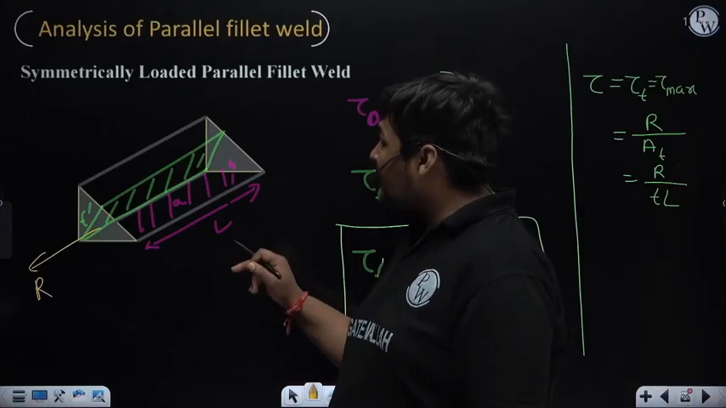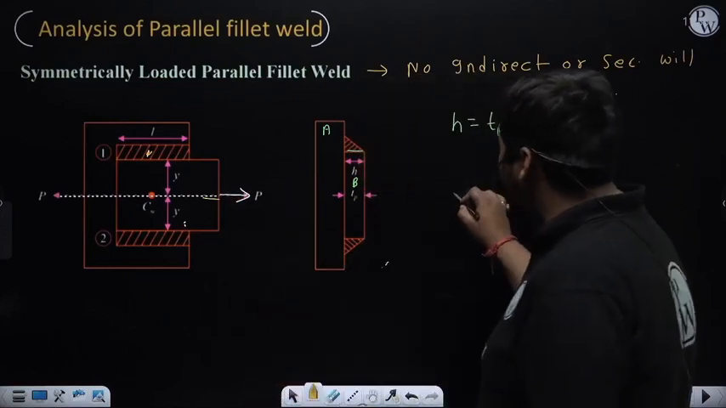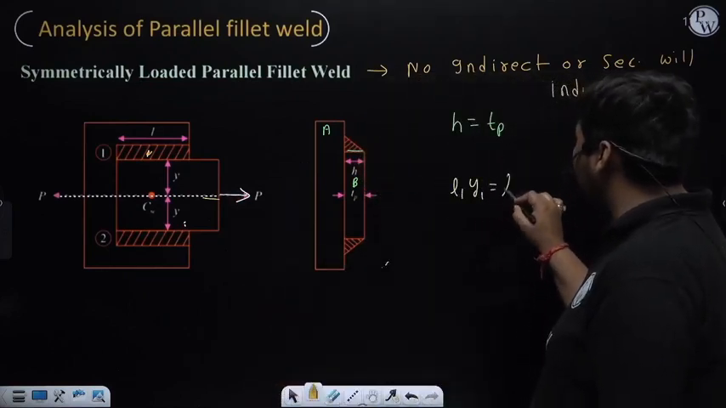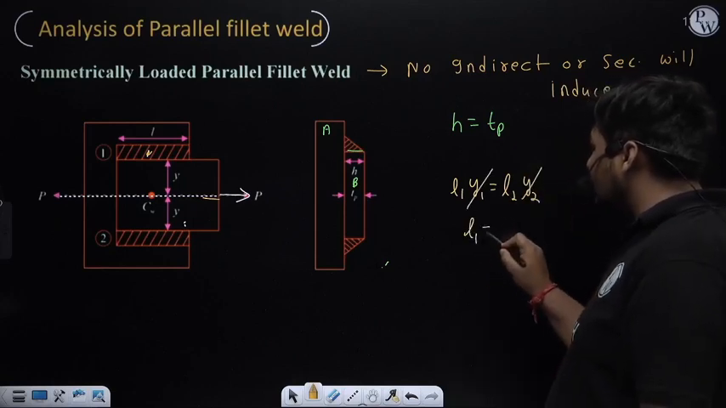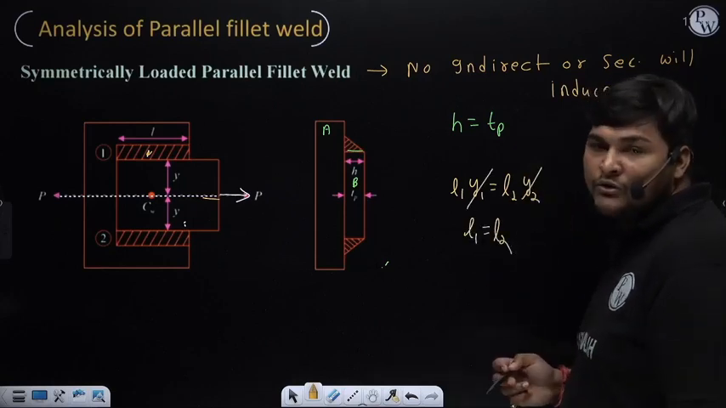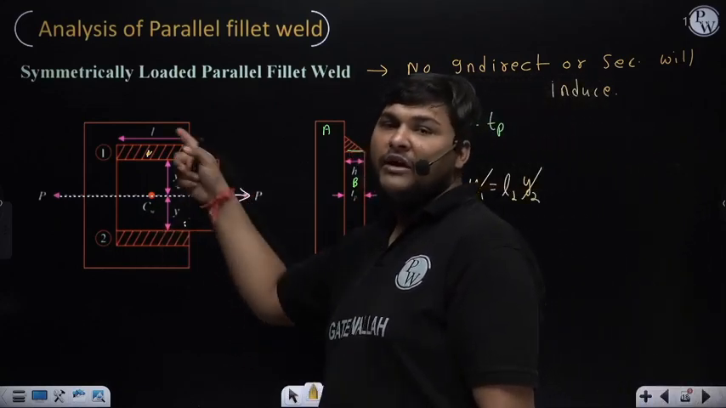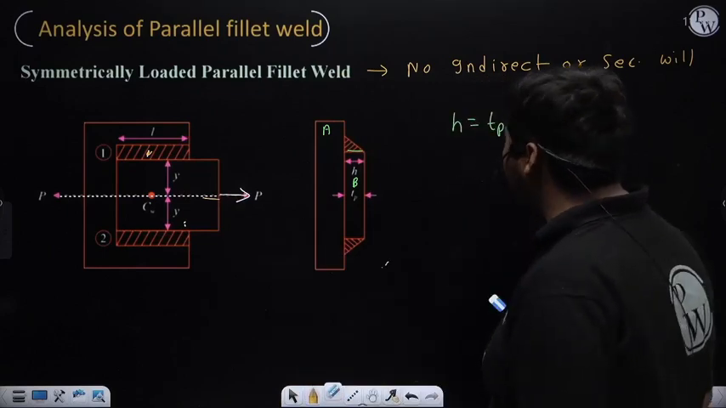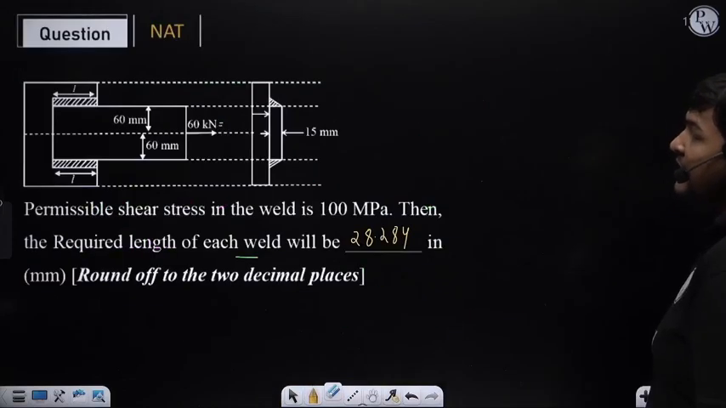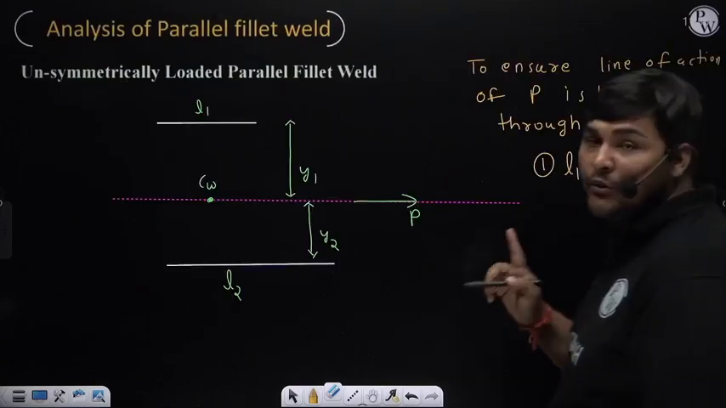You can also match this relation for the symmetric loading case. In the symmetric loading case, Y1 and Y2 are both equal to Y. If you apply the same relation, L1 Y1 equal to L2 Y2, and Y1 and Y2 are the same, you come to the conclusion that L1 and L2 should also be the same, and that relation we have maintained in symmetrically loaded welds. We have taken the length of both welds exactly the same. But if it is not a symmetrically loaded parallel fillet weld, in that case we need to take the values of lengths L1 and L2 different.